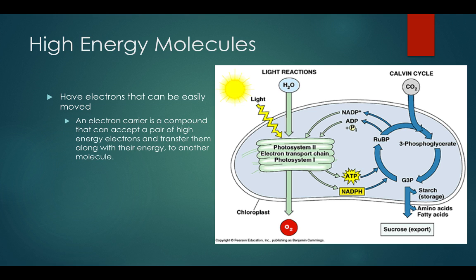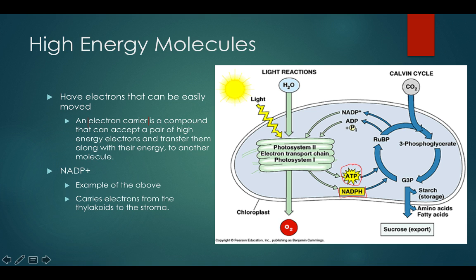And this is one of your key terms you're going to be seeing right here, and that it is a compound that can take a pair of high energy electrons and move them from one location to the other. And that's all it is. ATP is actually an example of an electron carrier because it carries energy that can be used. Another one you're going to learn a lot about in the next lesson is one called NADPH.